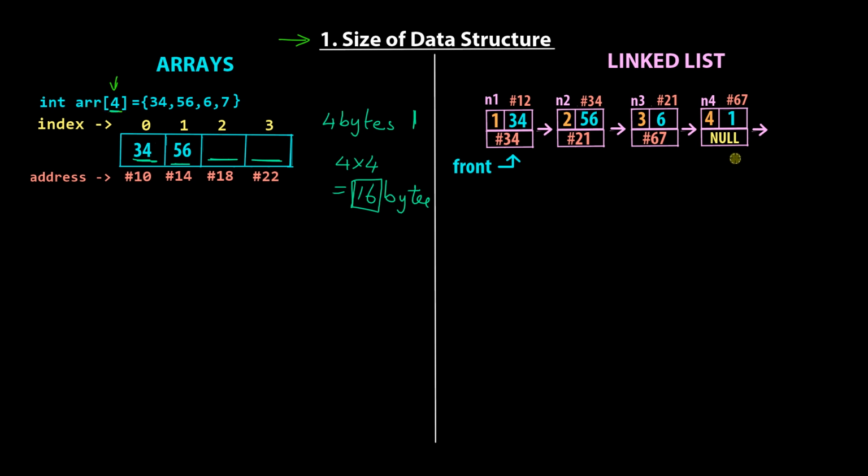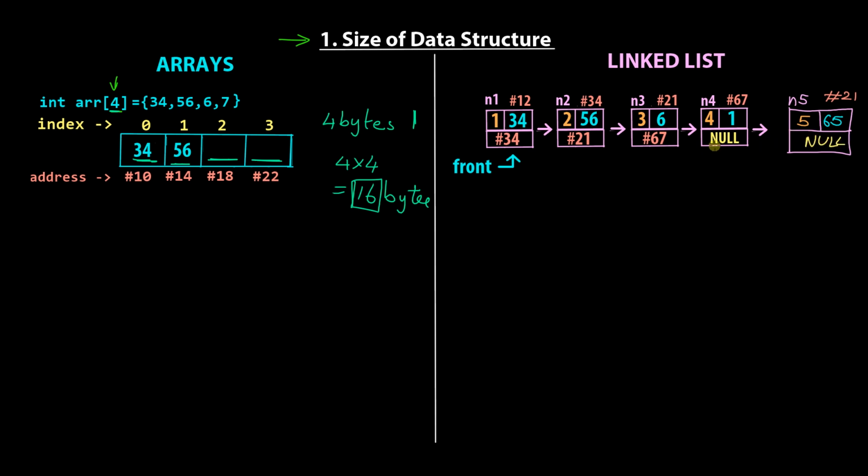So whenever you want to add a new node, you can simply create that node object. So I'll create a new node object. I'll name it n5. Let's say the address that it is created at is #21. Let's say the key is 5. The data being stored is 65. And of course the next pointer for this is going to be null.